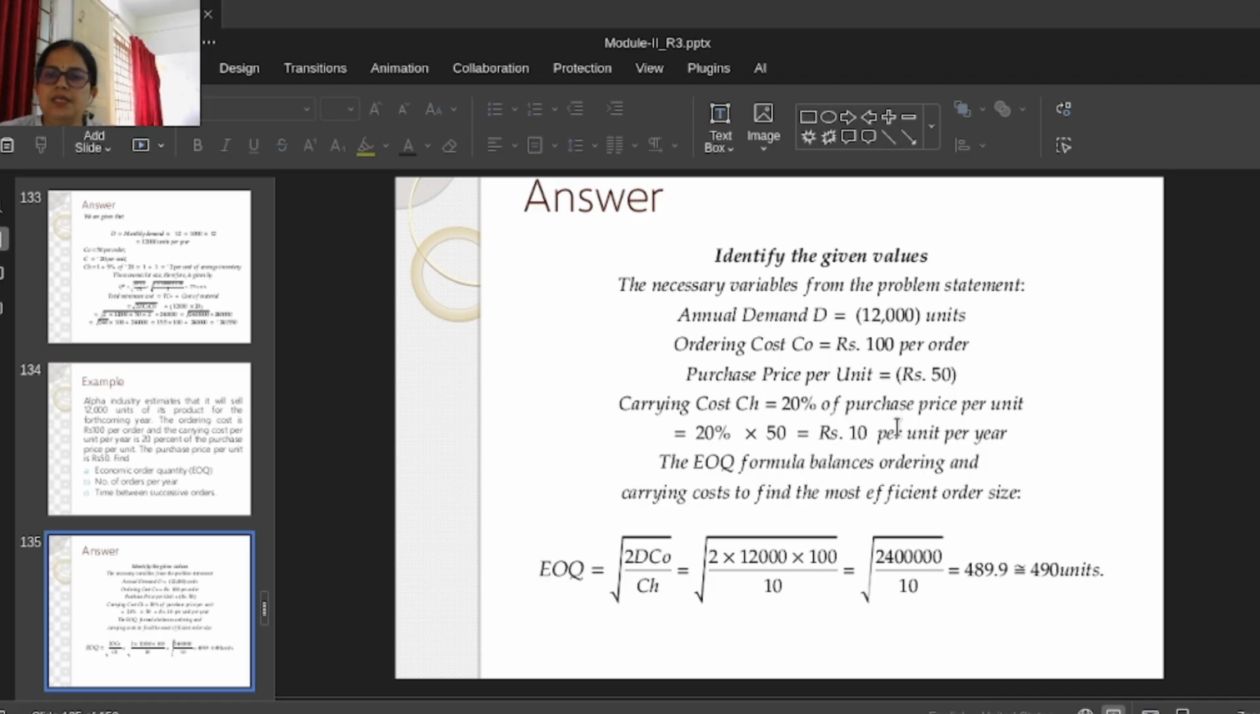So let's see how we are going to solve. D, demand, is given, ordering cost CO is given, purchase price per unit is given, CH we need to calculate: 20% of 50 equals rupees 10. Then you just need to put all the values and find the answer Q star, that is 489.9, which is approximately 490 units.